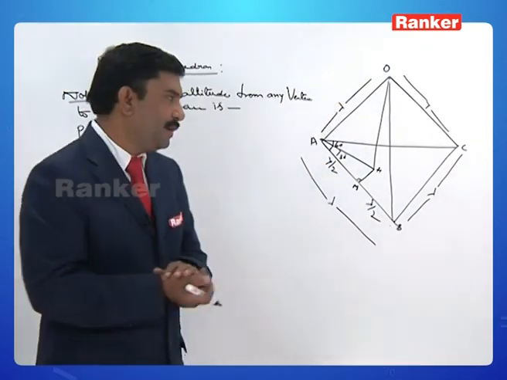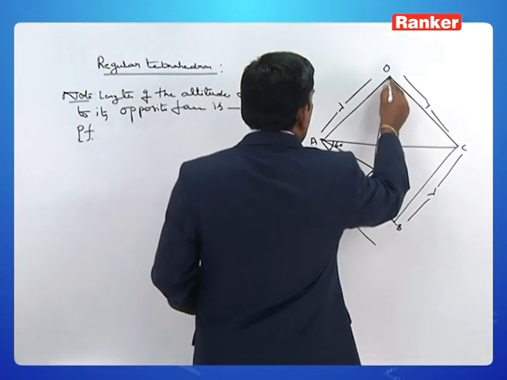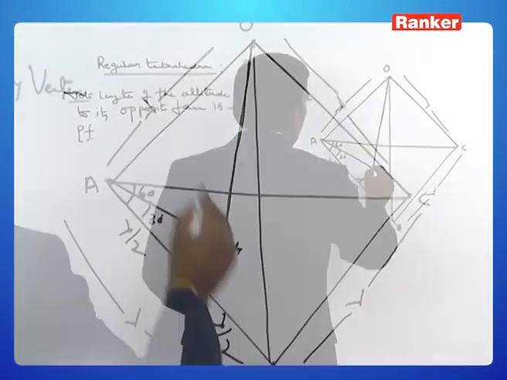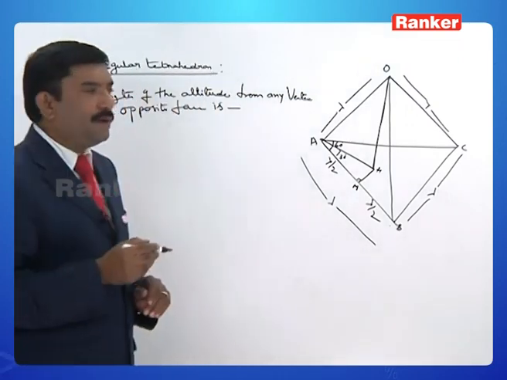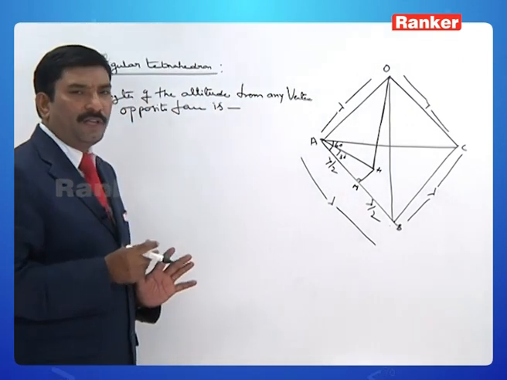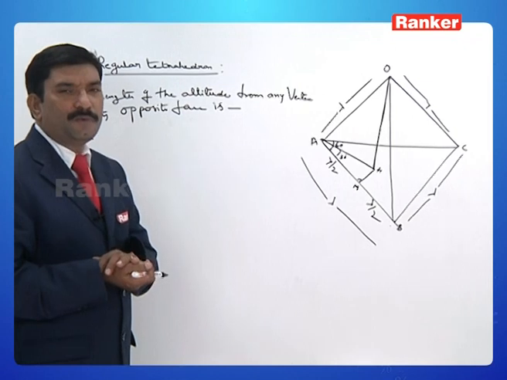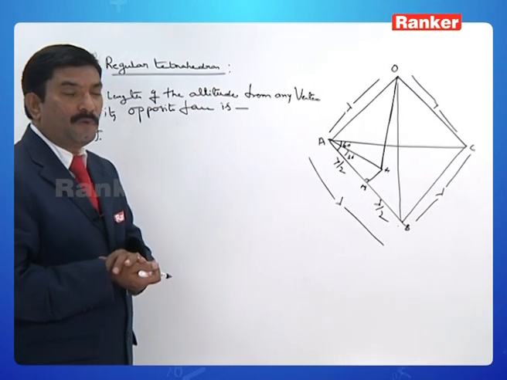With this, I am supposed to find out OH. OH is the length of the altitude from any vertex to its opposite face.